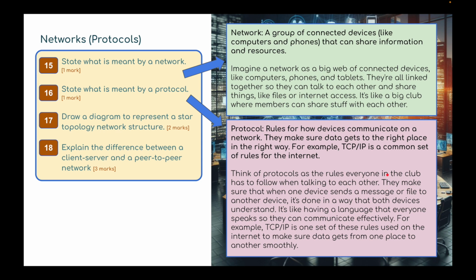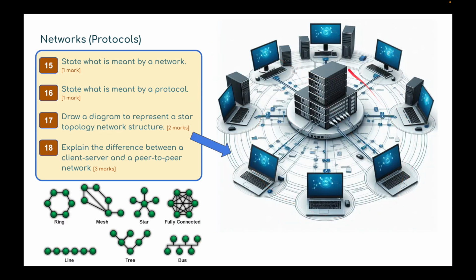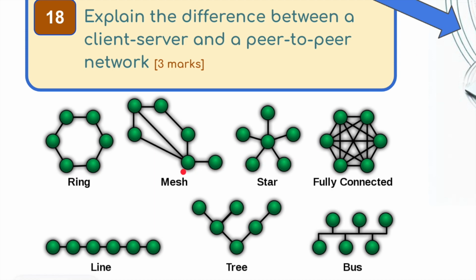Question 17, here we go. Again, I've used AI to draw me a star network. You can see there's a central server in the middle and all the machines are connected to it individually. And as you can see here, these are some of the different types of network that are available. Bus networks, full connectivity, star network, tree, line, ring, and mesh. But we're looking at a star network, which just looks like a star. Okay, that would get you 2 marks just drawing that thing there.